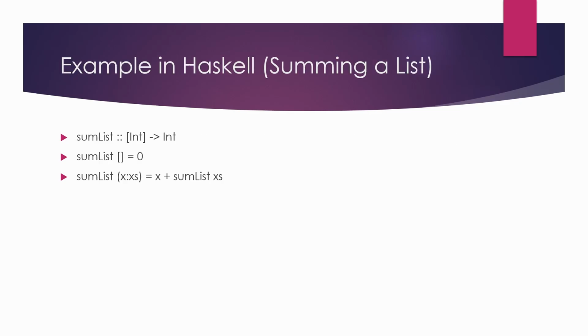Here's an example of recursion in Haskell. This function, sumList, recursively sums the elements of a list by adding the first element to the sum of the rest of the list. The base case is an empty list, where the sum is 0.